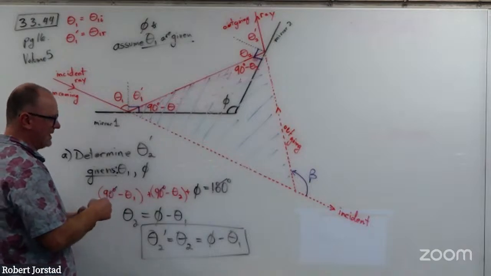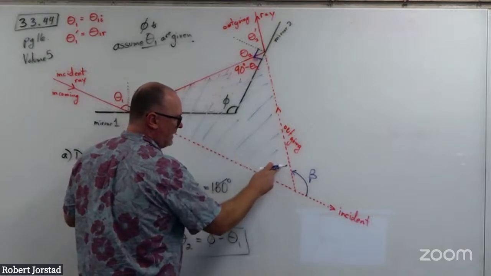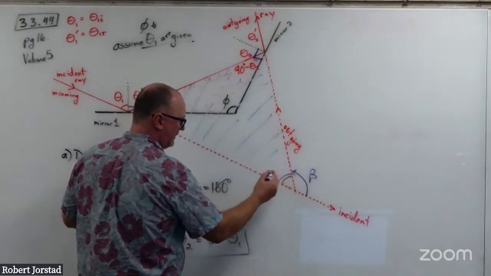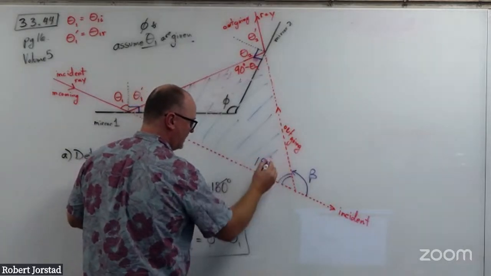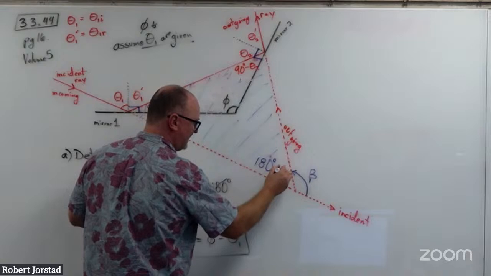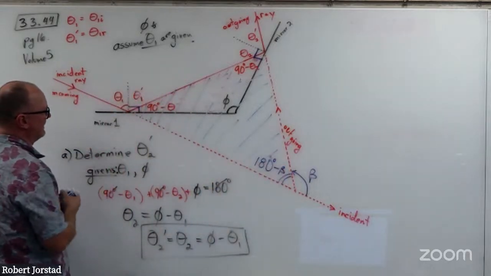So in this case, I know that this angle and this angle must sum to 180. So this angle right here is going to be 180 degrees minus beta.